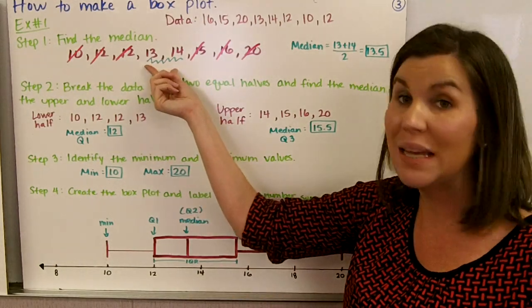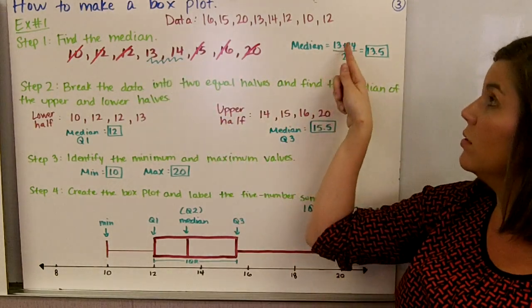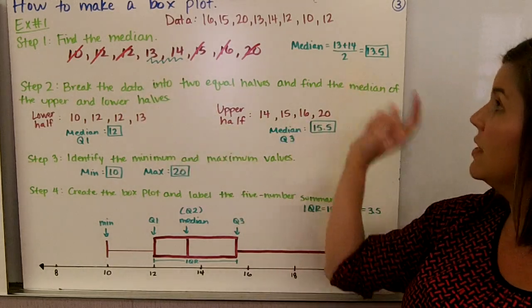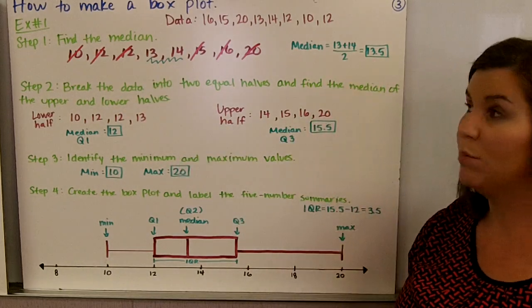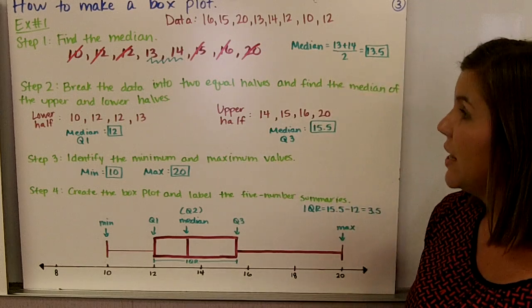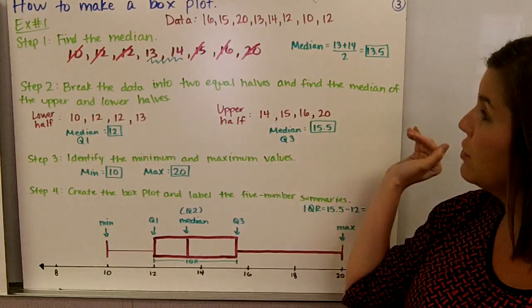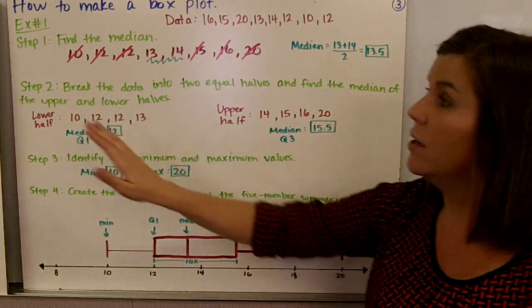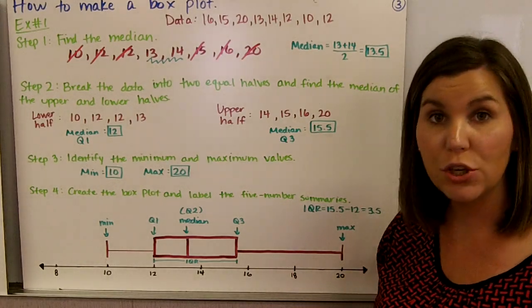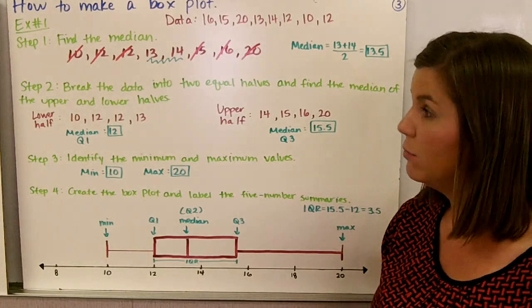So we'll find the mean of the 2 middle values. To find the mean of them, you add them together and divide by 2. 13 and 14 divided by 2 is 13.5. So this is the median for the set of data, 13.5. Step number 2, break the data into 2 equal halves and find the median of the upper and lower halves. So we're looking for Q1, the lower quartile, and Q3, the upper quartile.